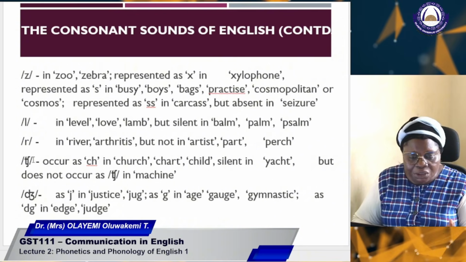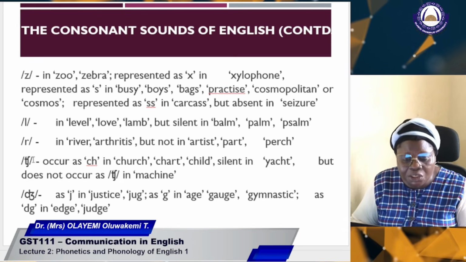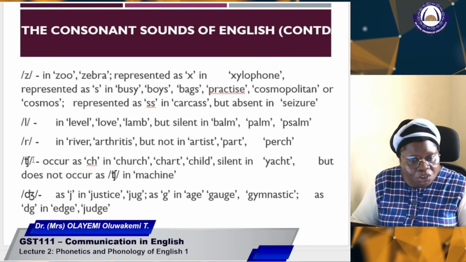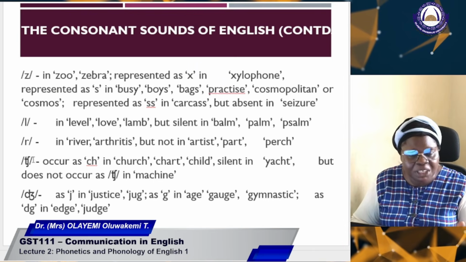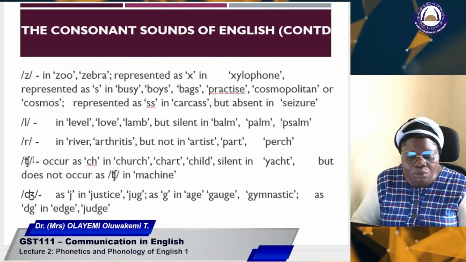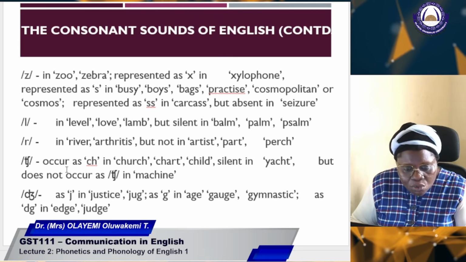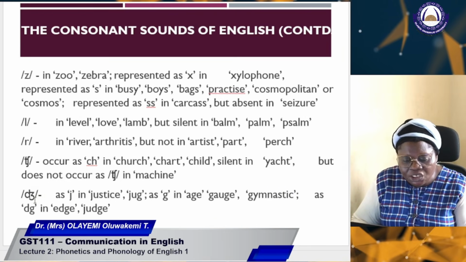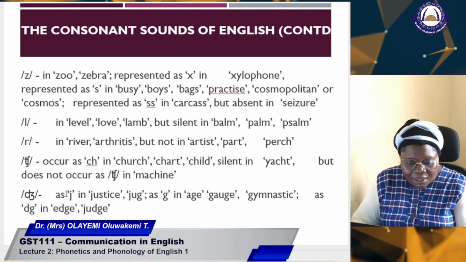Then we have the sound ch. I told you about that one at the beginning. It's what you have in church, in chart, in child. I was a child when she became the president of Nigeria. Okay, so child, not tchild. Give me my child. It's not like that. So you can bring up more examples using your dictionary. Then we have the sound in injustice, jug, age, gauge, gymnastic, edge.